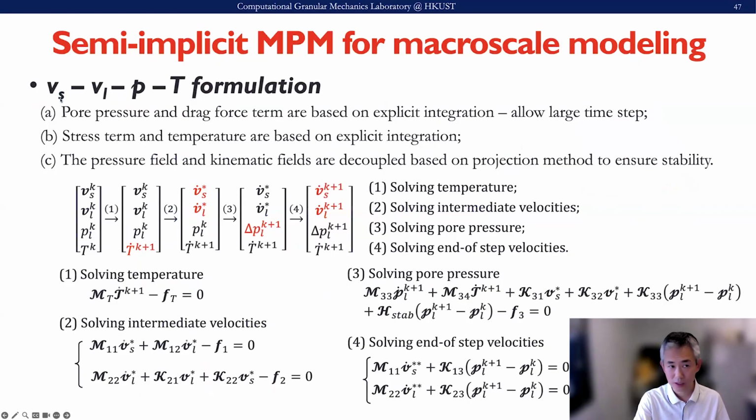Here we consider solid velocity and liquid velocity, because the solid includes both the solid particle and the ice phase here. We consider the pore pressure of the liquid, and we consider temperature here. We first solve the temperature field, and then we solve the equation. We get an intermediate velocity for the solid and liquid, and then we further solve the pore pressure field, and from this we further solve the whole equation for the velocity, and then this will return the whole set of variables.